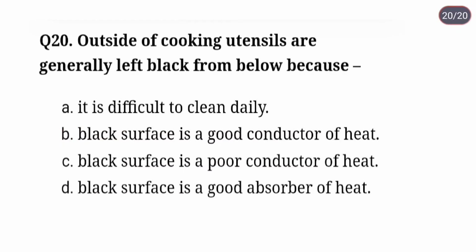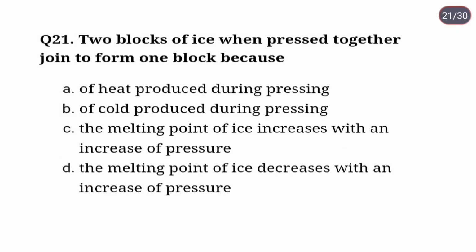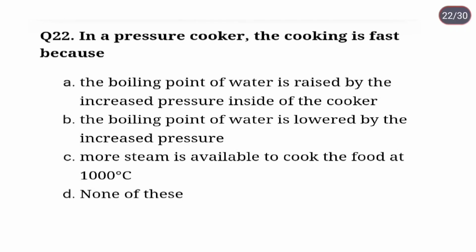Outside of cooking utensils are generally left black from below because black surface is a good absorber of heat. Two blocks of ice when pressed together join to form one block because the melting point of ice decreases with an increase of pressure. In a pressure cooker, the cooking is fast because the boiling point of water is raised by the increased pressure inside of the cooker.